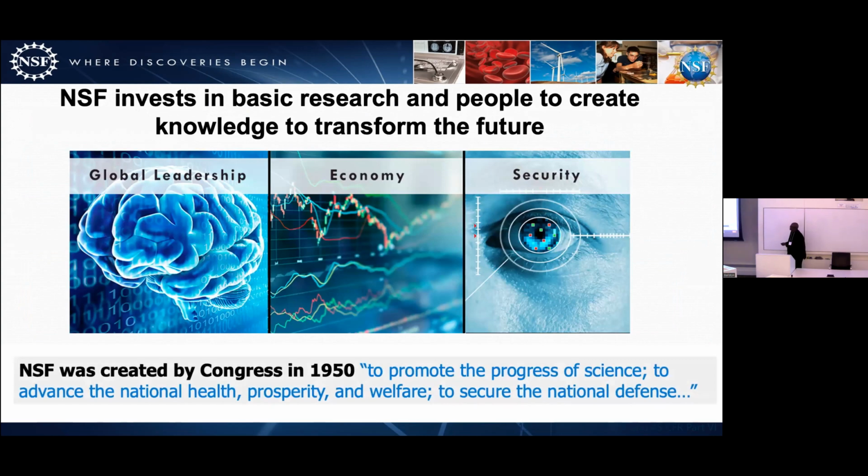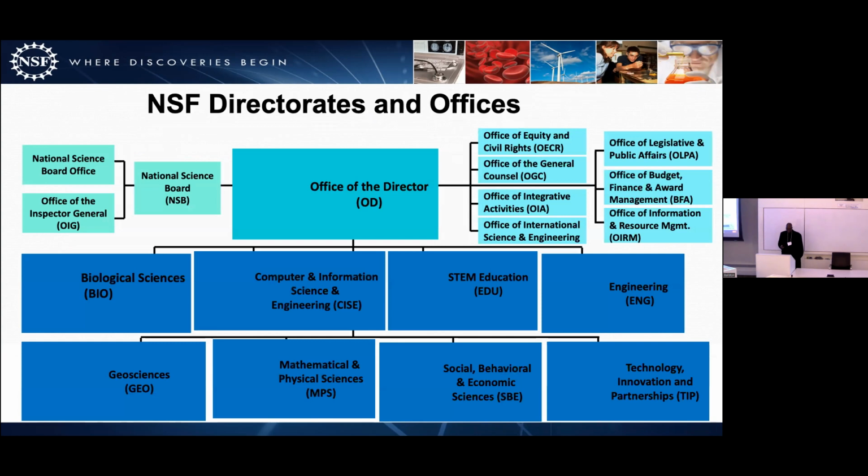NSF was essentially founded by Congress to invest in basic research and people to create knowledge to transform the future. When we fund research, we always link it with education. We fund a graduate student and a PI, professor, that do research. So the research involves really training, and that's very critical, especially for pandemic, because you want to train the next generation.